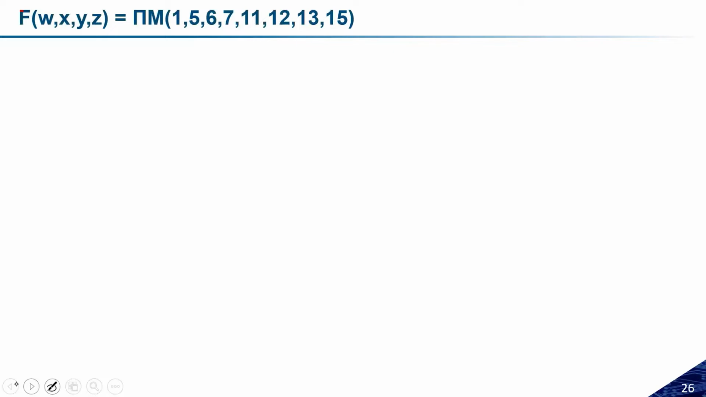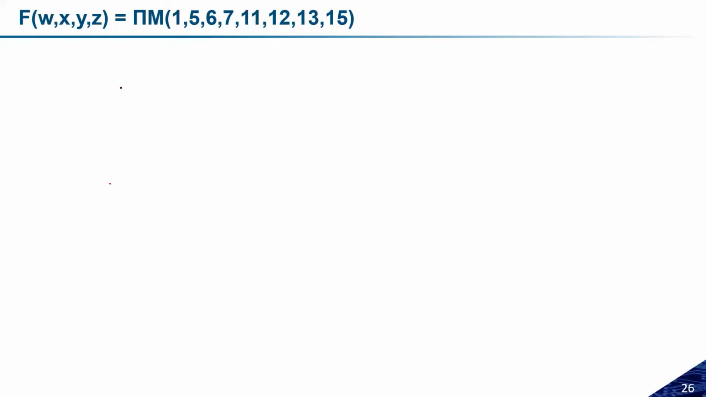Now let us try to solve one problem. Suppose I have a function f is equal to wxyz, which are the variables here. Can anyone tell me whether this function is in the sum of product form or the product of sum form? Product of sum. Yes, perfect, because there is a pi symbol here and capital M is used. So the pi symbol indicates the function is in the product of sum form.